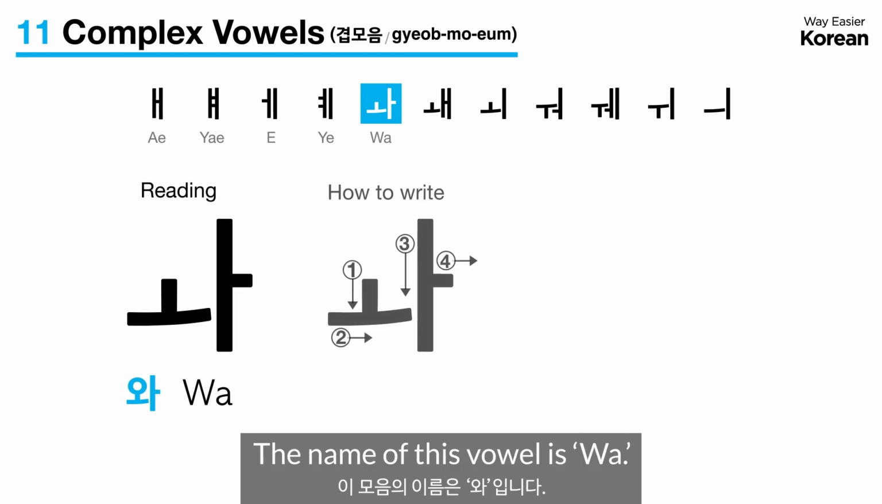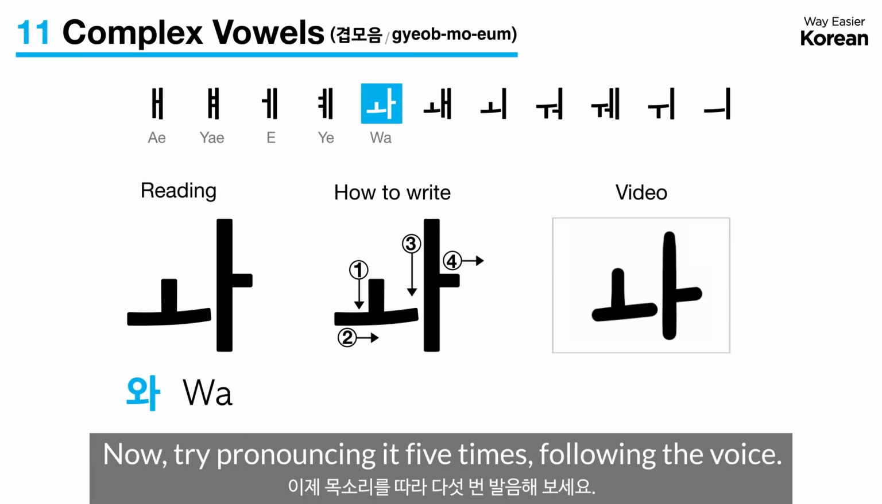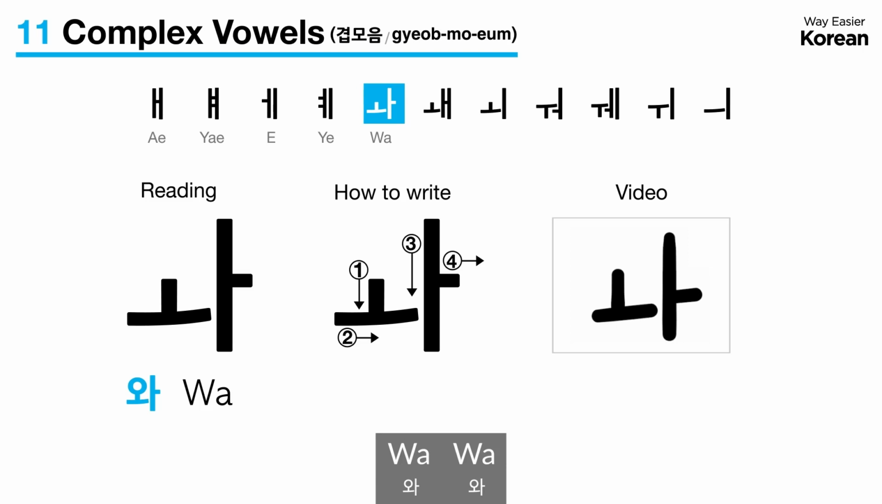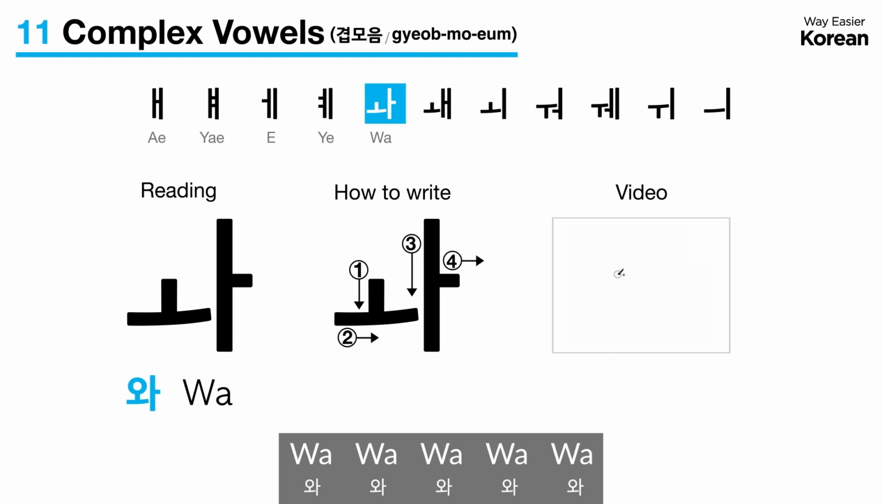The name of this vowel is 와. Now try pronouncing it 5 times, following the voice. 와, 와, 와, 와, 와.